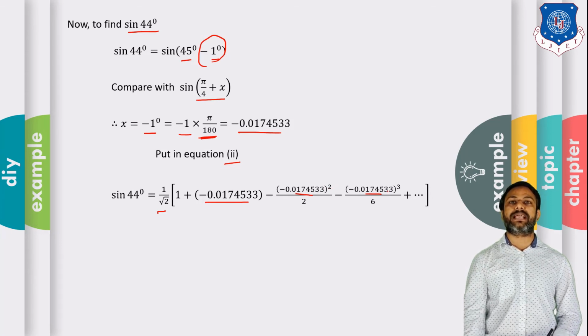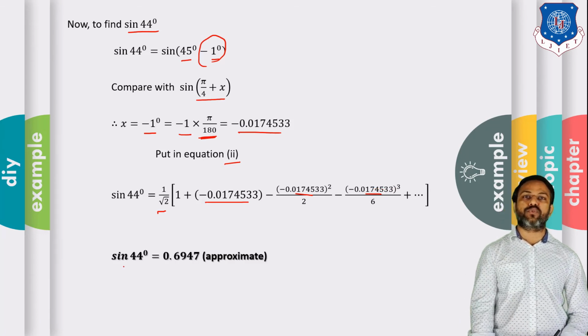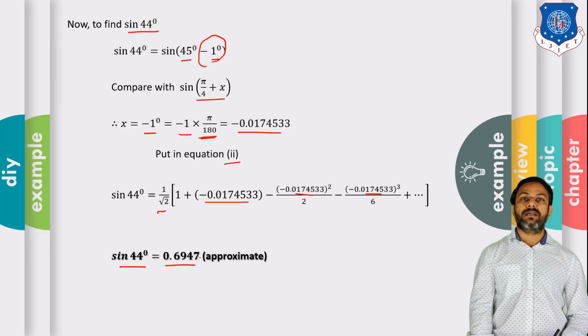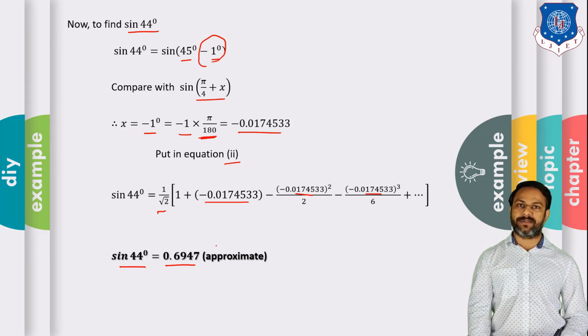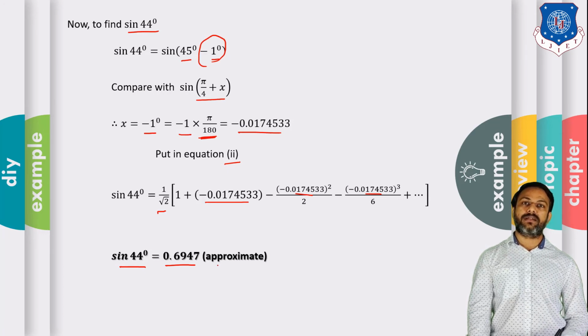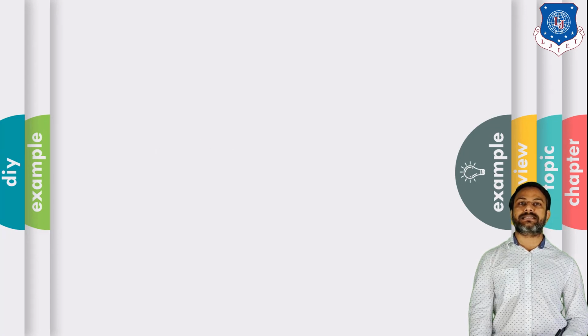And by using a calculator, we have the approximate value of sine 44 degrees, which is 0.6947. You can also verify by using a scientific calculator directly for sine 44 degrees, which is also nearby this. Now we will find the value of sine 46 degrees.